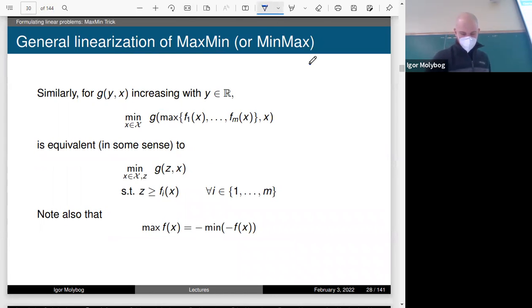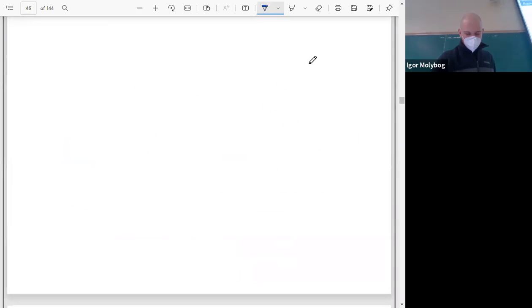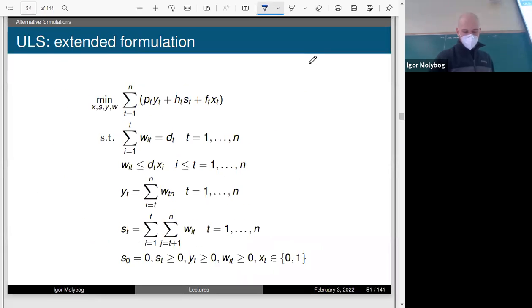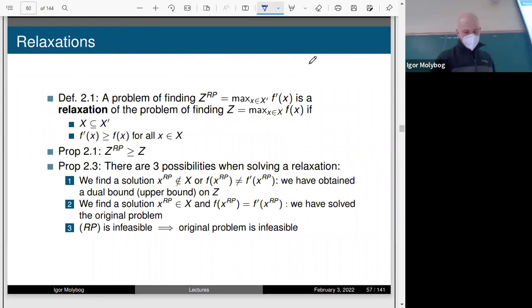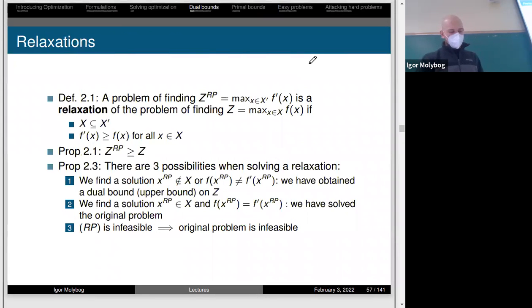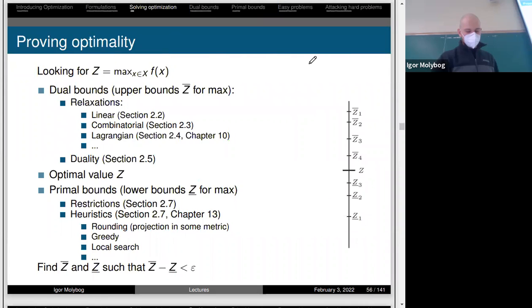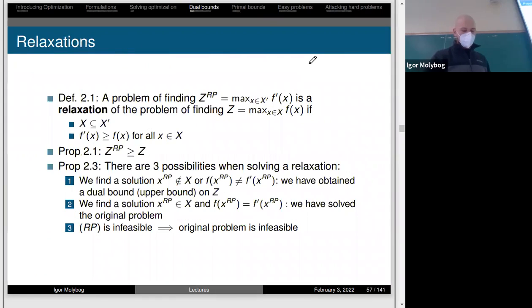Okay. So the first type of bounds that we are talking about are the dual bounds, just because they're easier to explain. So the very basic technique in obtaining dual bounds is a relaxation. What is a relaxation? Well, a relaxation is also an optimization problem.